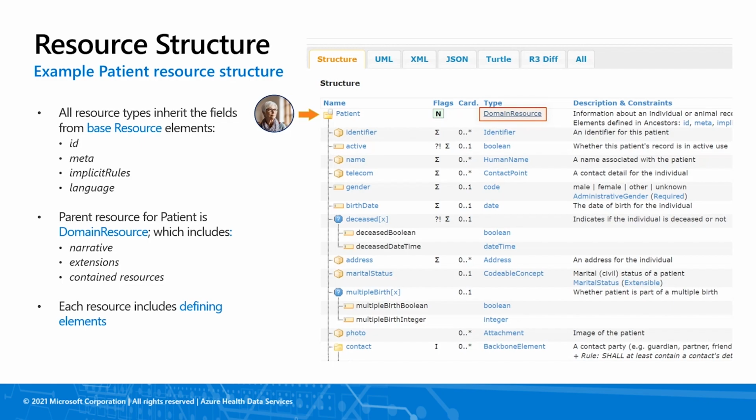Again, a patient resource is a domain resource, so that's going to include how we define what that means. There'll be a very specific definition of what is a patient. There'll be a specific definition of what extensions can be associated and other defining elements associated with that patient.